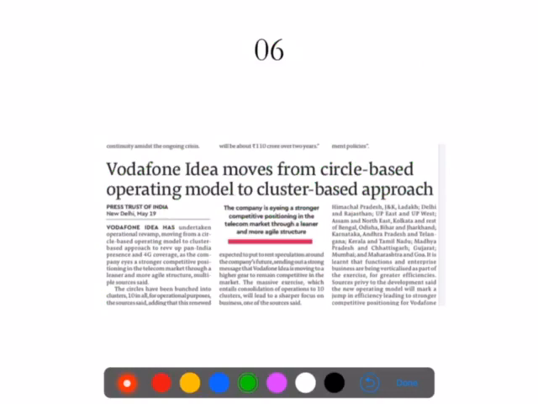Right. The last news bit, a little technical in nature, but let's understand this. Vodafone Idea moves from circle-based operation model to cluster-based. So for us, what's important is Vodafone is moving from circle-based to cluster-based. That is something which we have to remember. Right. So this was the news update for the day.